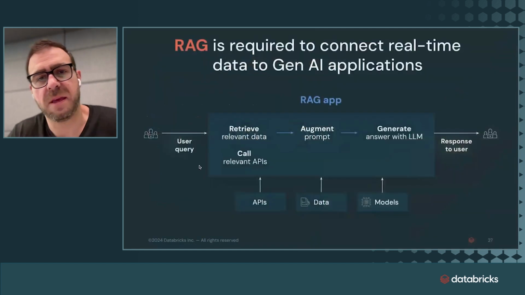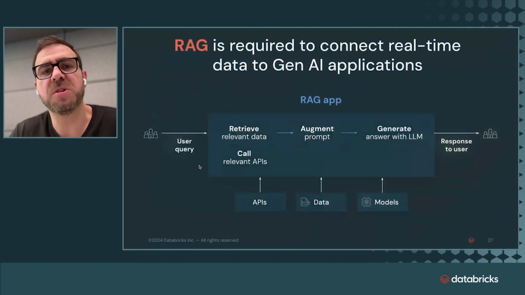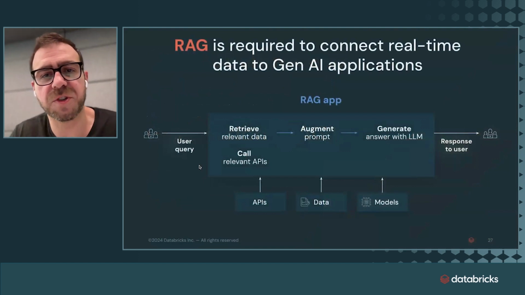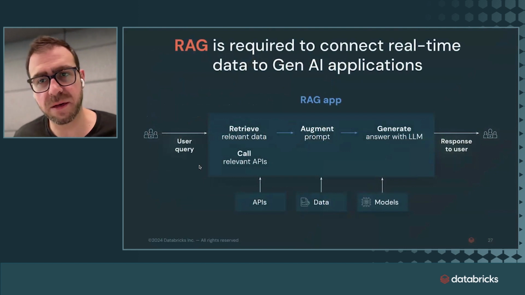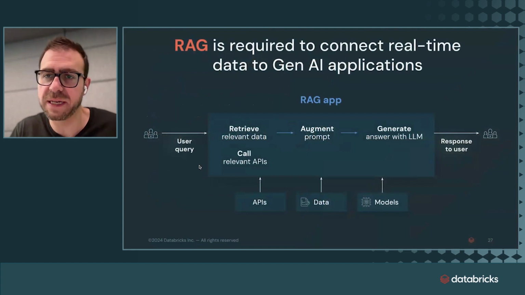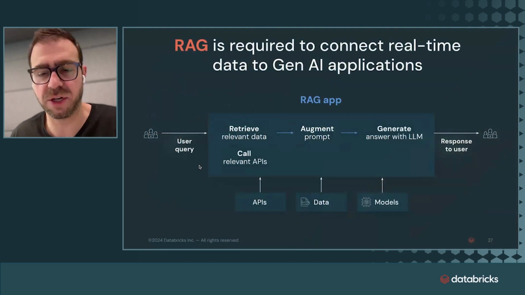What is RAG? RAG is one of the most popular design patterns for generative AI applications today. RAG is required if you want to connect your real-time business data to customize your generative AI application.